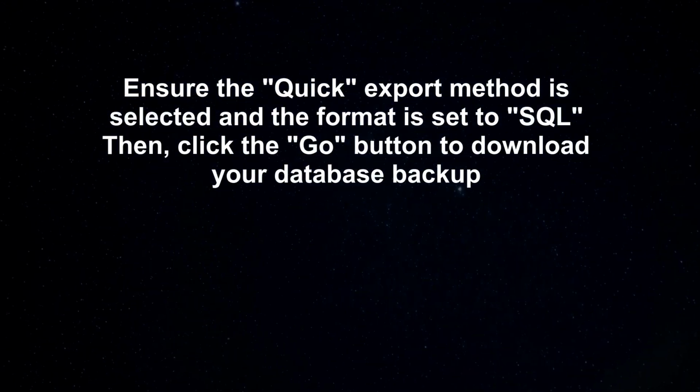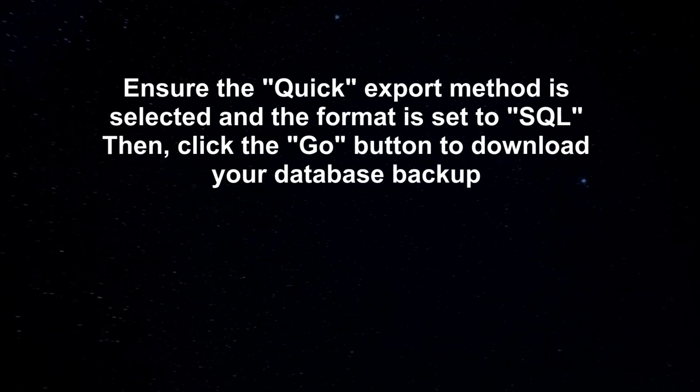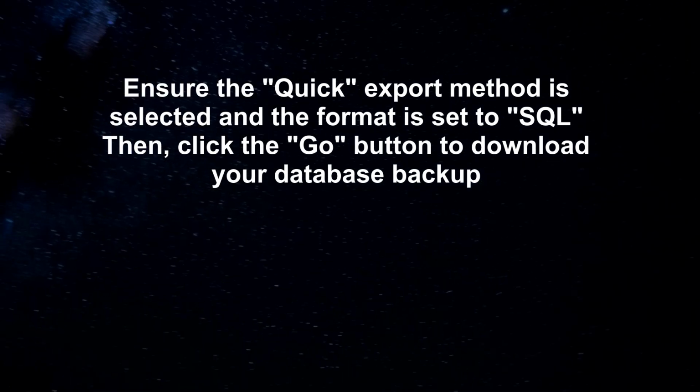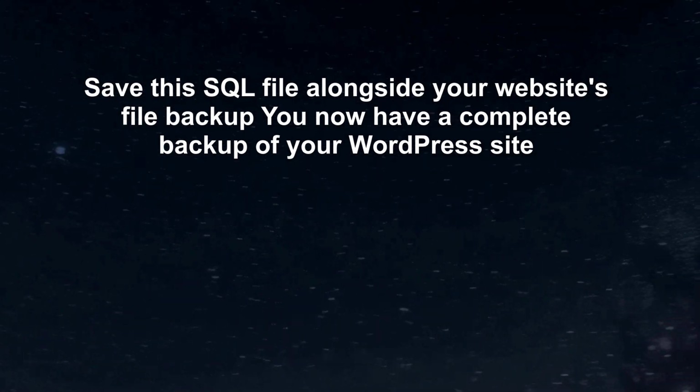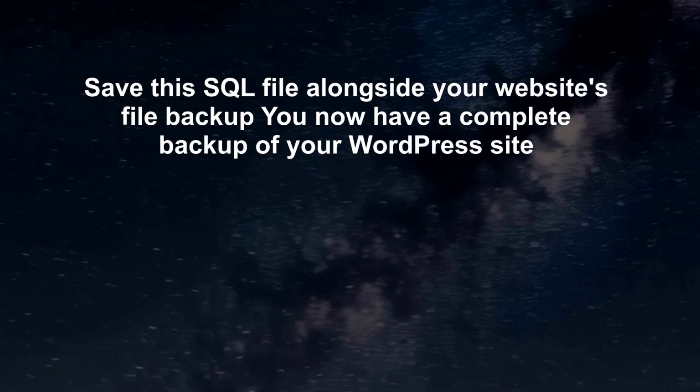Ensure the Quick Export method is selected and the format is set to SQL. Then, click the Go button to download your database backup. Save this SQL file alongside your website's file backup. You now have a complete backup of your WordPress site.